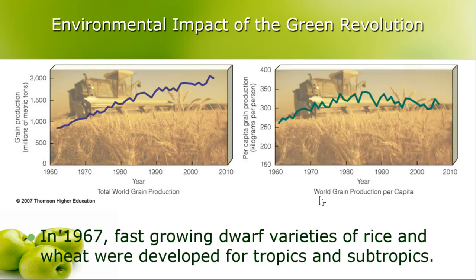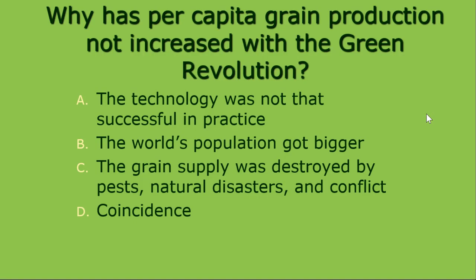Now, here's the catch though. When you look at world grain production per capita, it's a straight line. So grain goes up, but per capita, right, does not. So why has the per capita grain production not increased with the Green Revolution? The technology was not that successful, the world's population got bigger, the grain supply was destroyed by pests, natural disasters, and conflict, or coincidence?